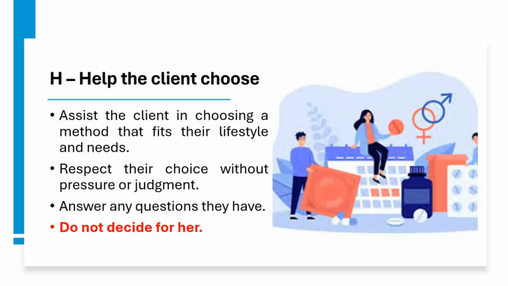Then H stands for help the client to choose. We have to assist the client in choosing a method that fits their lifestyle and needs. A point to remember here is that we do not decide for the couple or for the female. We only assist so that the client can choose a method, and we have to respect the choice without any pressure or judgment. If there are any questions regarding any particular method, we have to answer them. We can also assess her knowledge about the selected method by asking her to repeat the key details back to us.